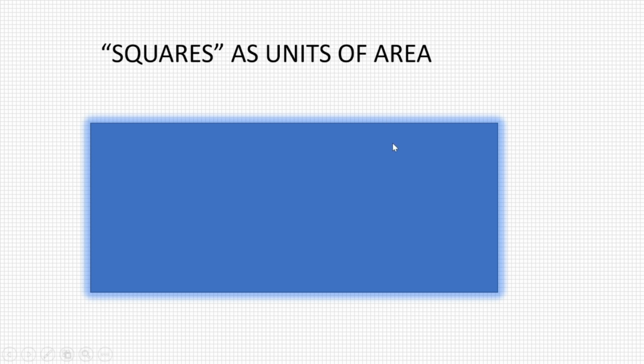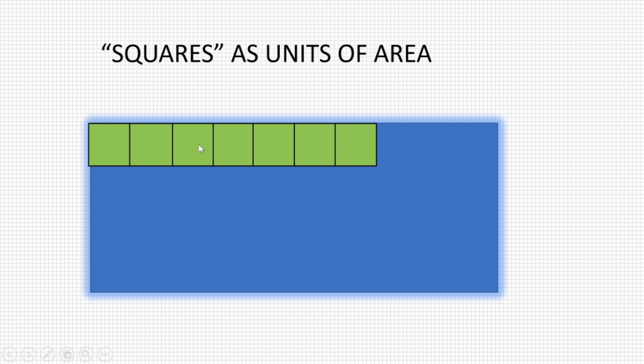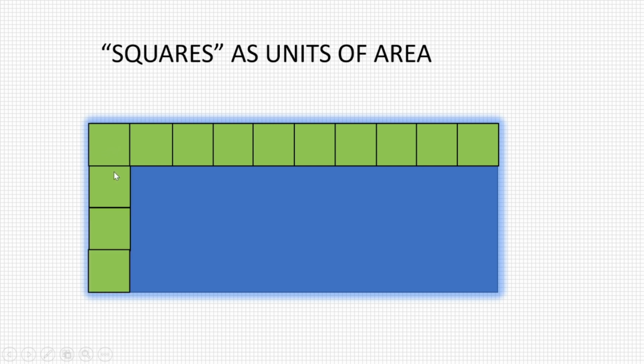How many squares can be made along the length? As it is 10 units, 10 squares of side 1 unit can be made. If it is 10 centimeter, then 10 squares of side 1 centimeter. See, 1, 2, 3, 4, 5, 6, 7, 8, 9, 10. So 10 squares of side 1 unit, and the breadth is 4, so 1, 2, 3, 4.